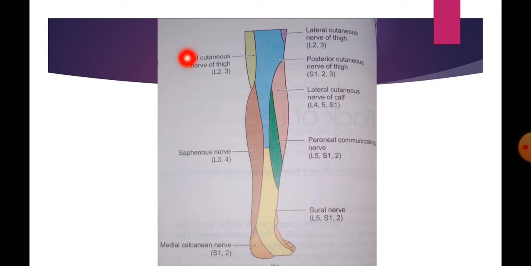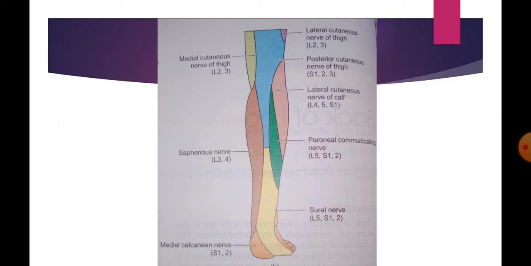Next, we can see the posterior branch of the medial cutaneous nerve of thigh. It is one of the two cutaneous branches from the anterior division of the femoral nerve. One was the medial cutaneous nerve of the thigh and the other was the intermediate cutaneous nerve of the thigh. Here the root value is L2 and L3. It supplies the skin of the uppermost part of the medial area of the calf.